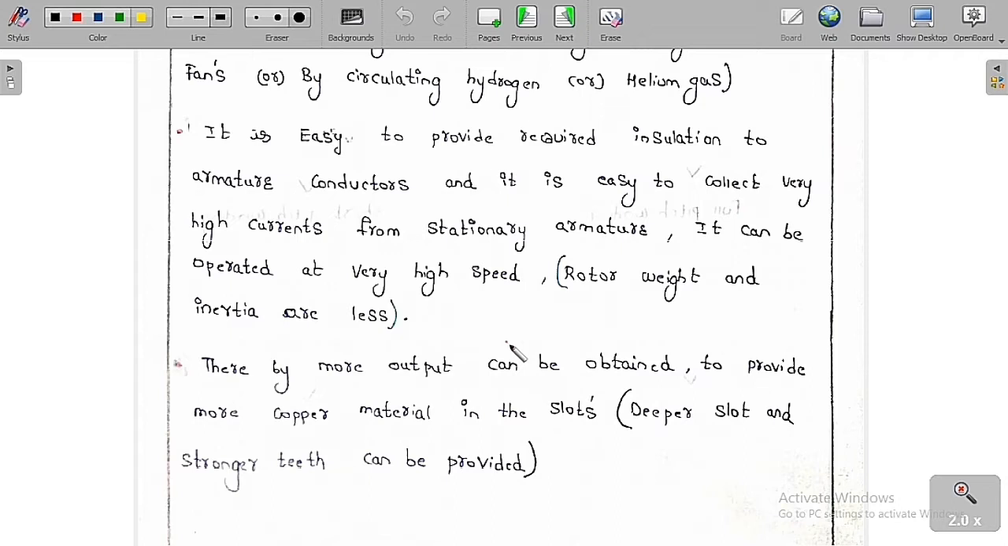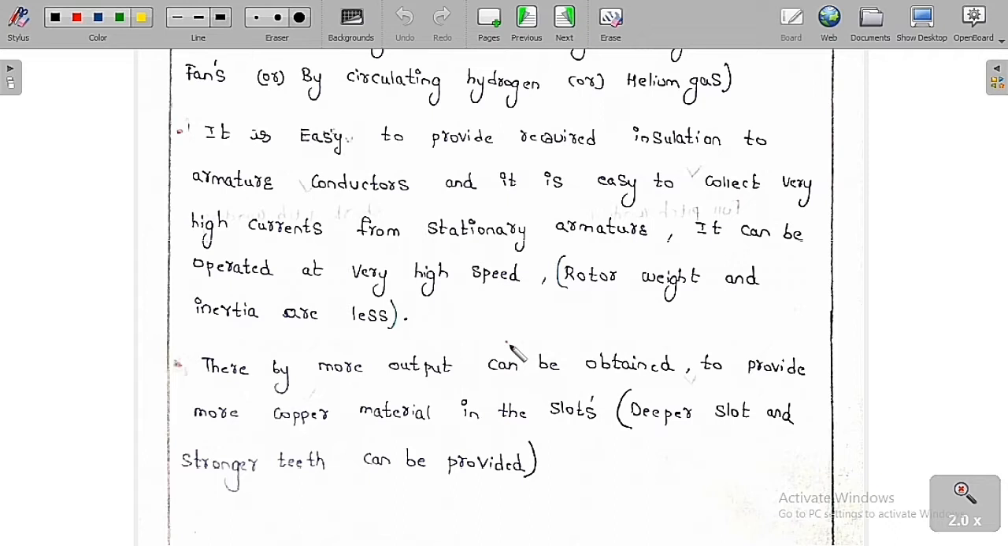So as they are stationary, we can provide the insulation in a much easier manner and we can collect a huge amount of current from the stationary armature conductors, because collecting a huge amount of current from a stationary armature conductor is much easier than collecting it from a rotating conductor.